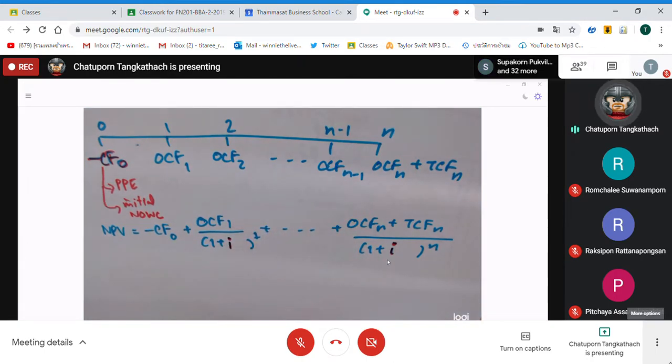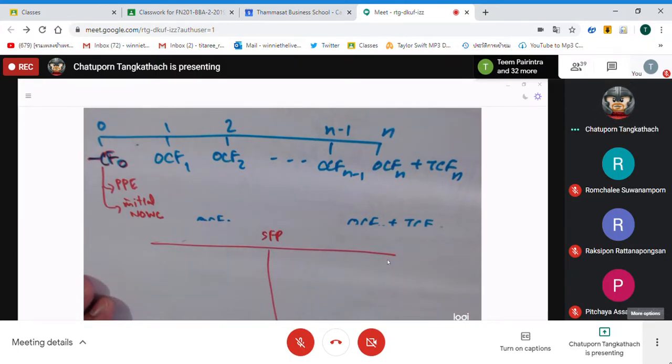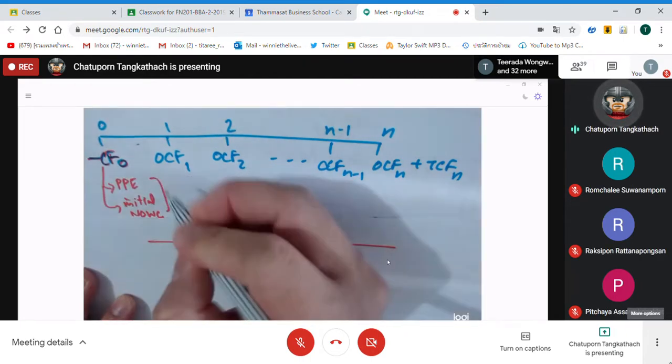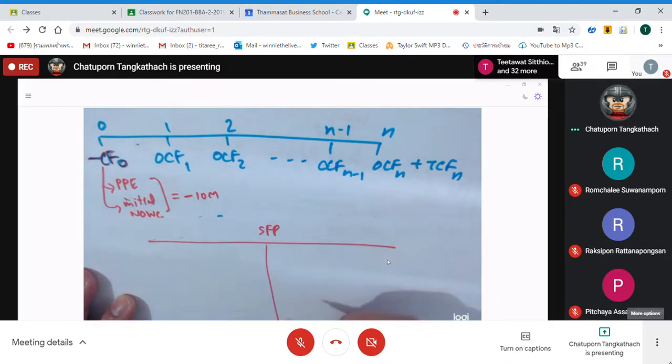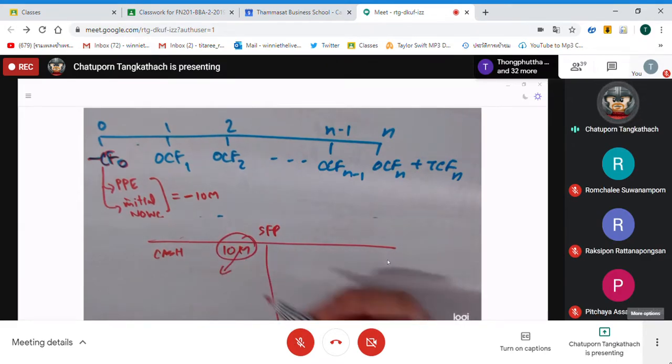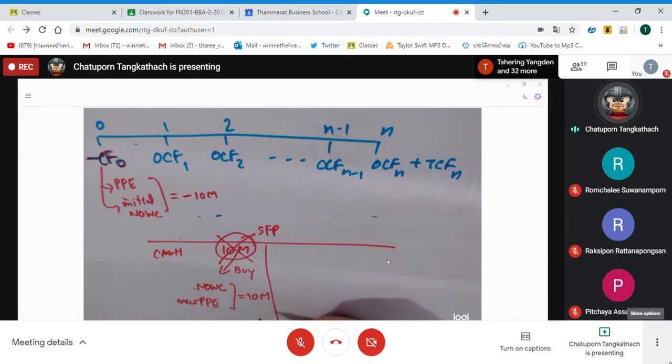When you invest in these 2 things, PPE and net operating working capital, think about your statement of financial position. Let's say you require 10 million. According to the statement of financial position, you must first have cash equal to 10 million. Then you use this cash to purchase property, plant, and equipment for your new project, and also net operating working capital. The 2 of them will be worth 10 million. So you use cash to invest in these, which come from your new project.